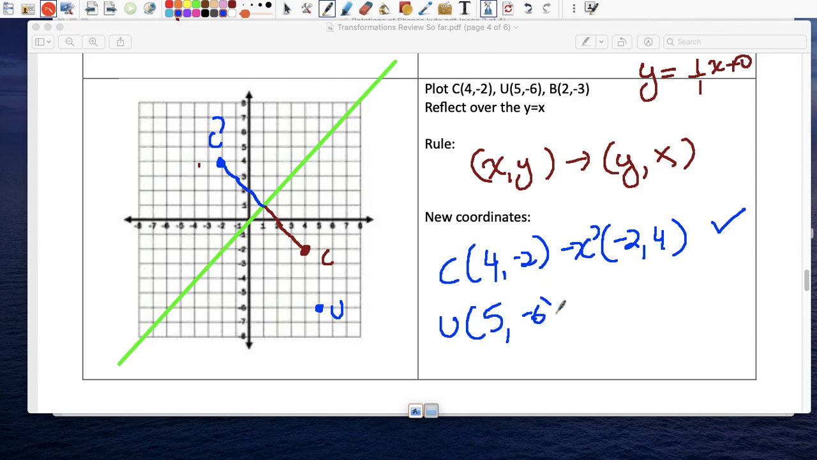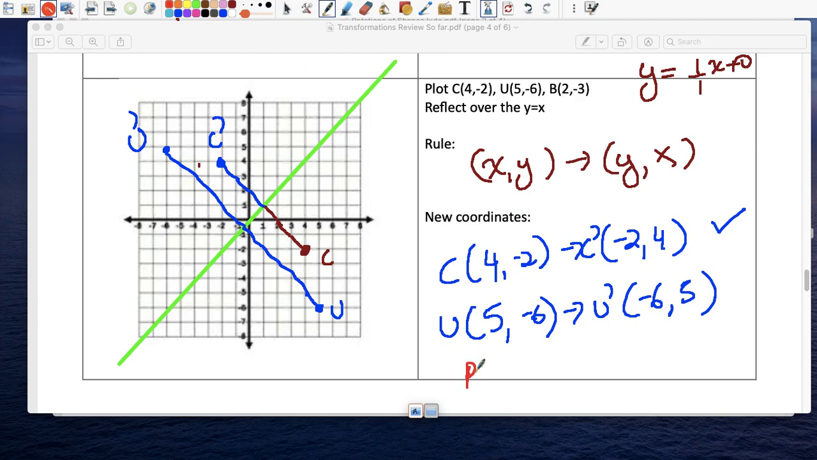So according to the rule, to find U prime, all you have to do is switch them. So -6 and 5, -6 going this way and 5 up, and this is U prime. Okay. So again, if you count the diagonals, it's one diagonal, two, three, four, five diagonals and a half. A half, 1, 2, 3, 4, 5. Exactly the same.